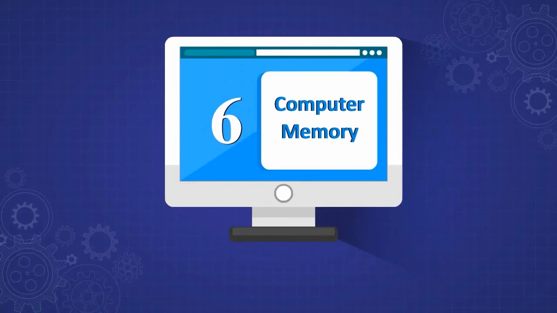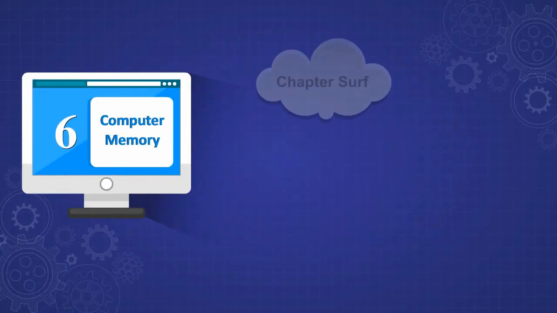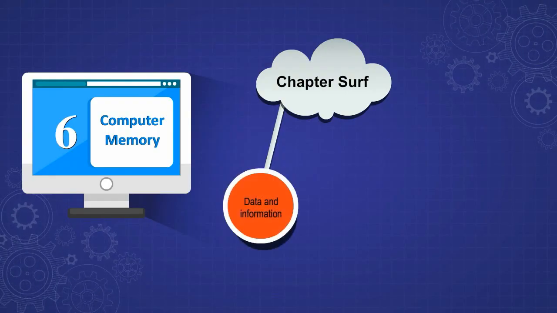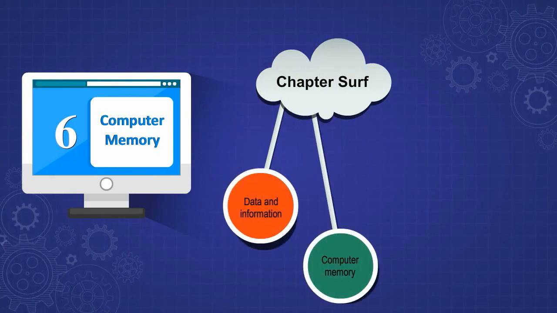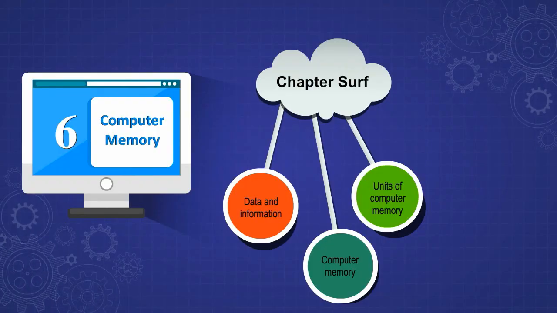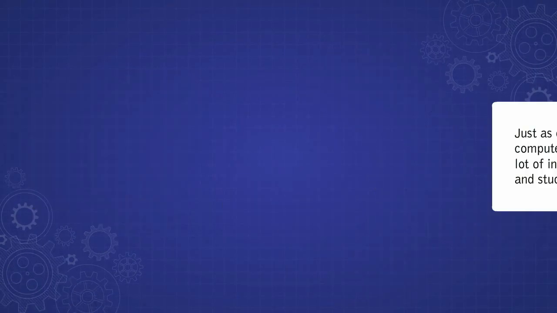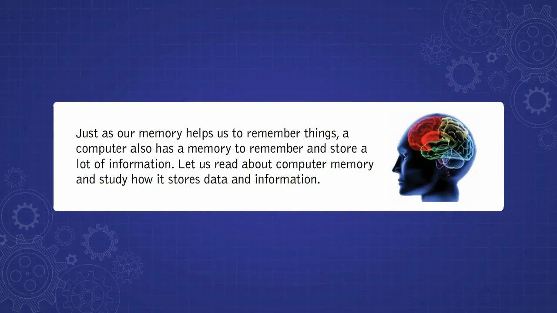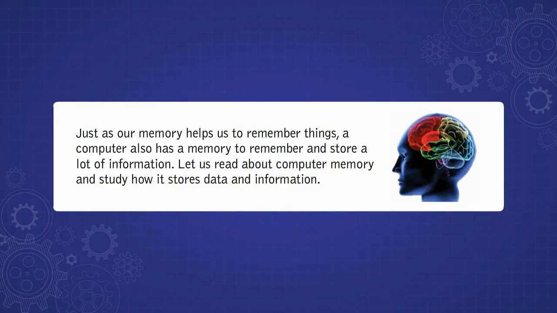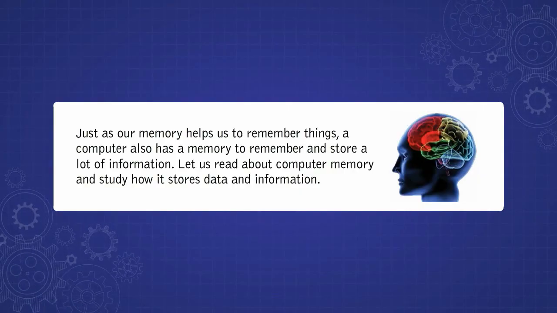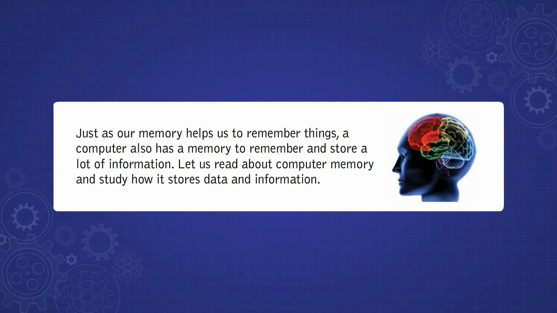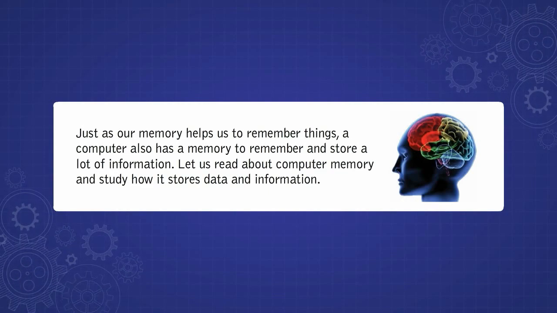Chapter 6 Computer Memory. Chapter 7 Data and Information. Computer Memory. Units of computer memory. Memory, storage devices. Just as our memory helps us to remember things, a computer also has a memory to remember and store a lot of information. Let us read about computer memory and study how it stores data and information.